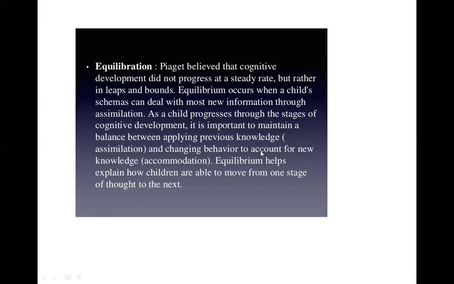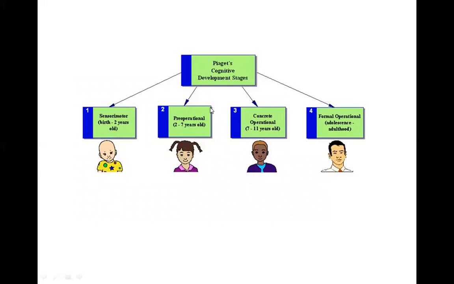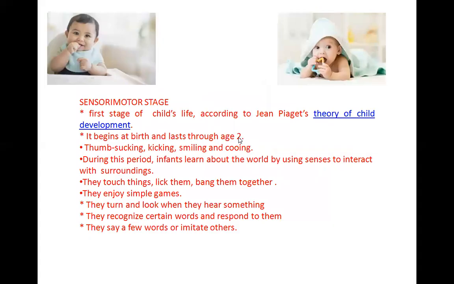Here are given the stages of Piaget. Number one is the sensorimotor stage. The sensorimotor stage is Piaget's first stage of the theory of child development. It starts at zero, meaning when the infant takes birth, and it lasts through age 2. This is the phase of thumb sucking, kicking, smiling, cooing. During this period, infants will learn about the world.